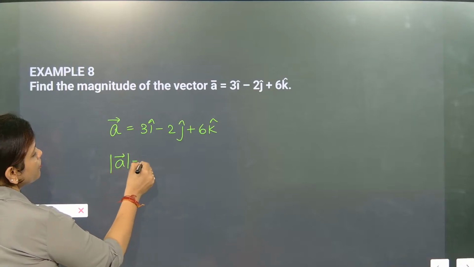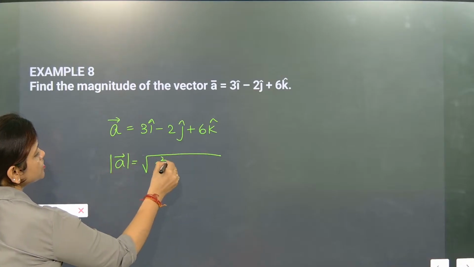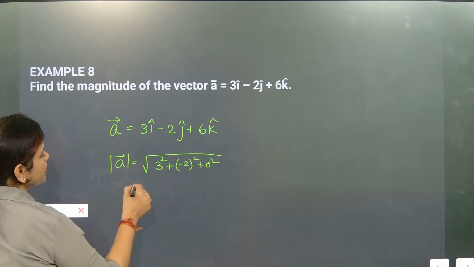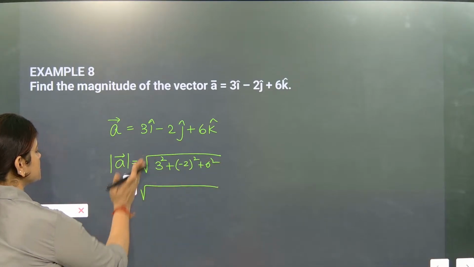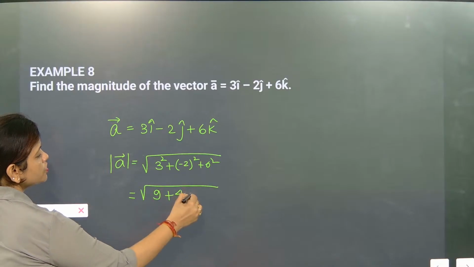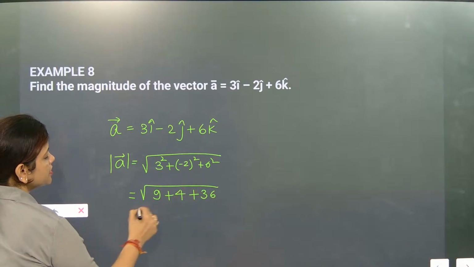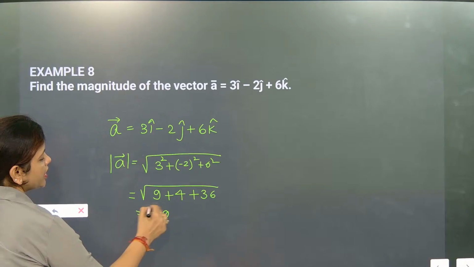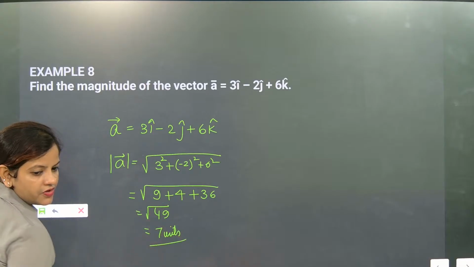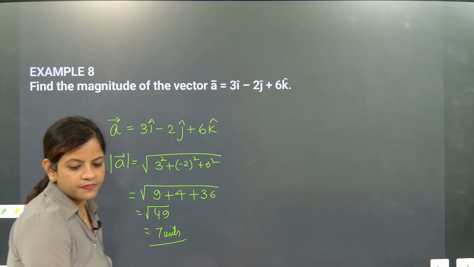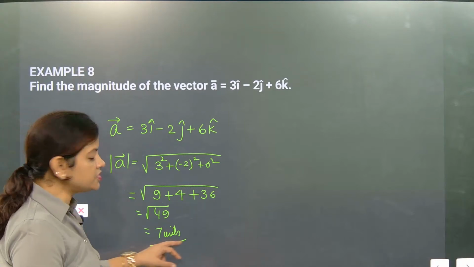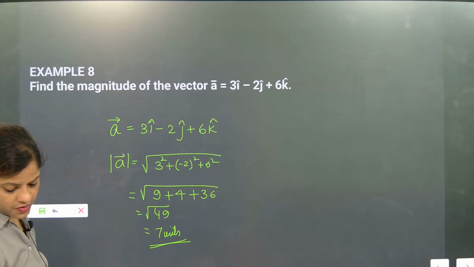The magnitude of it will be the square root of 3 squared plus (minus 2) whole squared plus 6 squared. So it is 3 threes are 9, plus 2 twos are 4, plus 6 sixes are 36. So it is coming as 49. The answer is 7 units. So the magnitude is 7 units. Okay. How much is it, beta? 7 units.